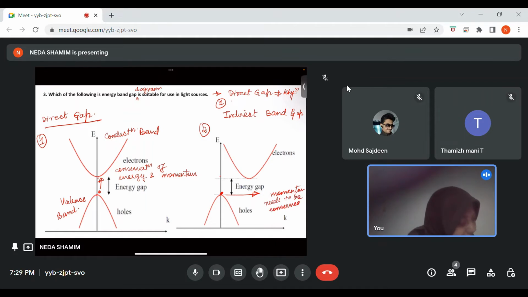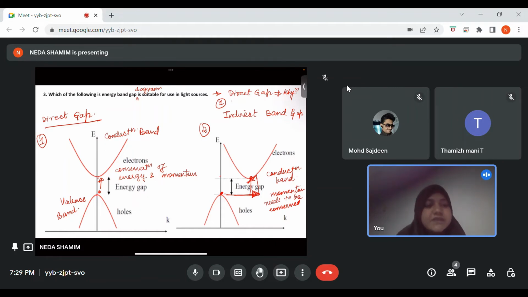So it will travel this extra space, extra length. It has to go over here, and then it gets transferred to the conduction band. So this is quite difficult in this case. Momentum is not conserved, so to conserve momentum, it has to travel this distance. So that is why direct band gap materials are suitable for use as light sources.